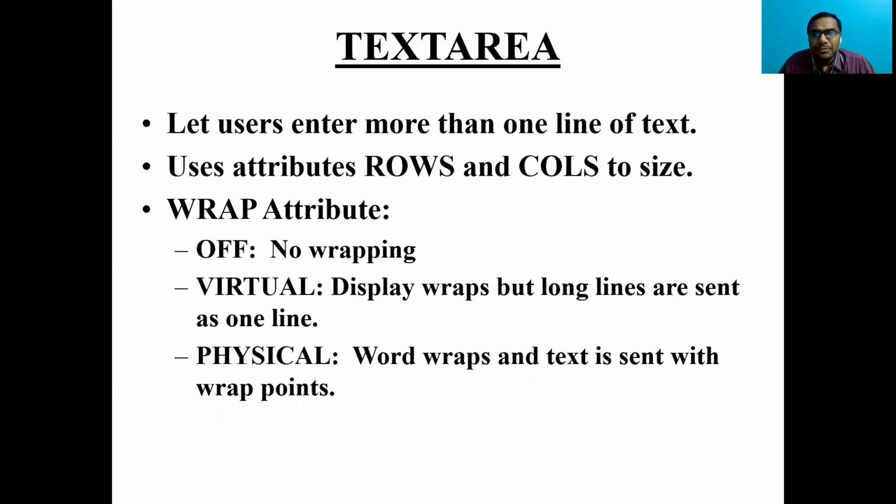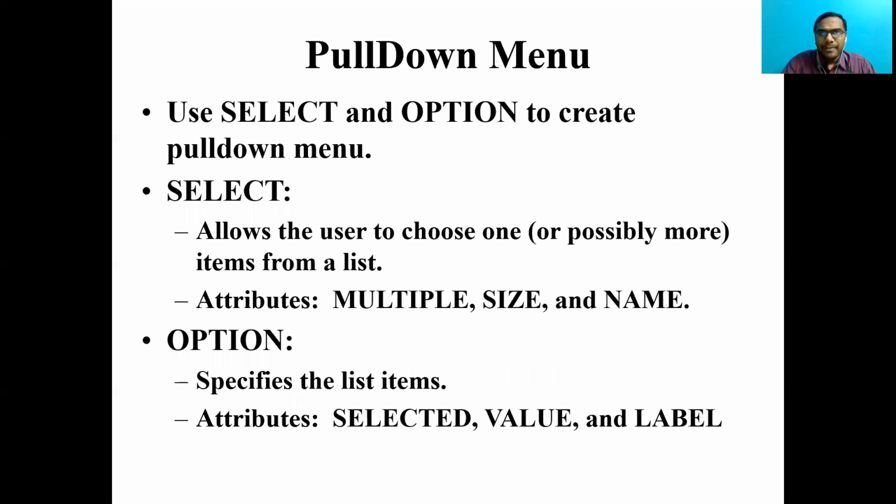Next, textarea lets the user enter more than one line of text. I told you this while we were dealing with the text attribute. Normal text is used for single line entry, whereas textarea is used for more than one line of text. It uses the rows and cols attributes for sizing. That is the main objective here.